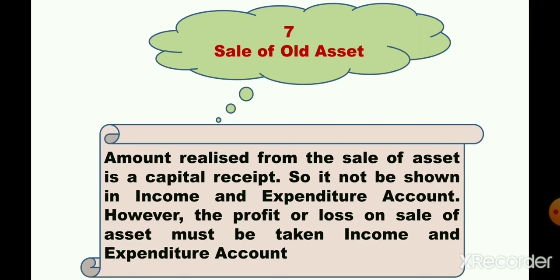And next term is sale of old asset. Stock of sports material is shown on the asset side of the balance sheet. Sports material consumed during the year is debited to the income and expenditure account and the balance amount is carried forward in the balance sheet. In case old sports material that was debited to the income and expenditure account is sold, the sale proceeds are credited to the income and expenditure account. That is shown as income.